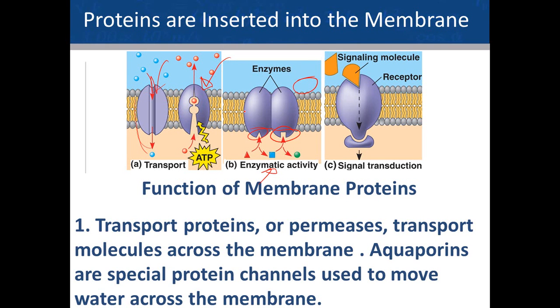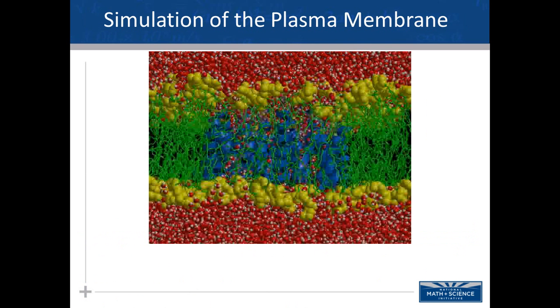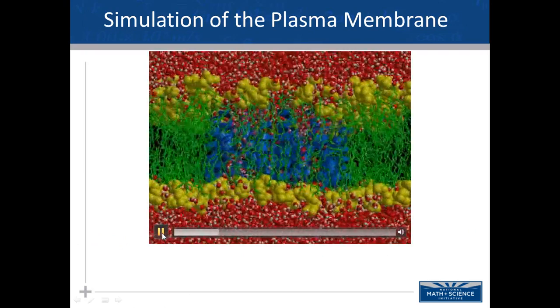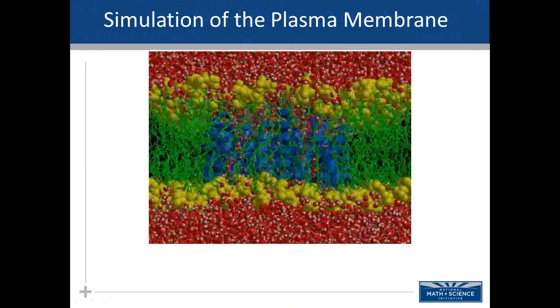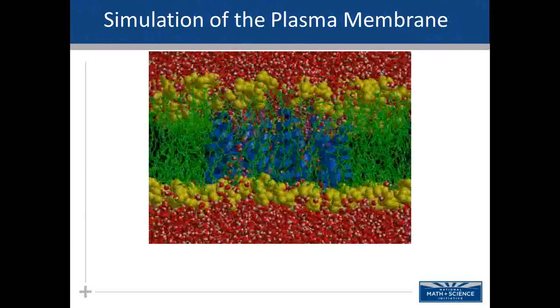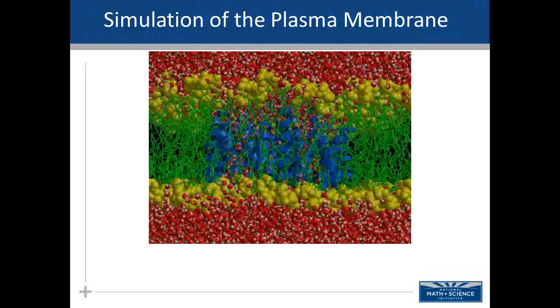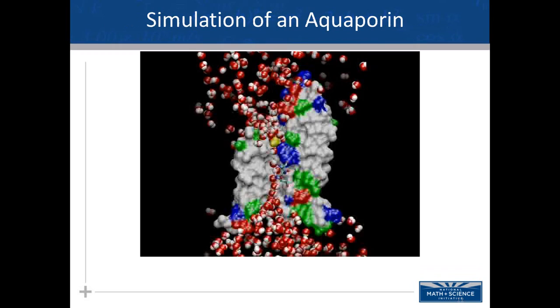Other proteins are used as receptor sites so that signal molecules can attach and some sort of communication is facilitated in the cell. So we have a couple of little videos and we have some other functions. So let's look. The first little video we have right here is just a simulation of the fluidity of a plasma membrane. The blue structure is a transport protein, and then this is an aquaporin. This is a water channel that's allowing water into the cell.